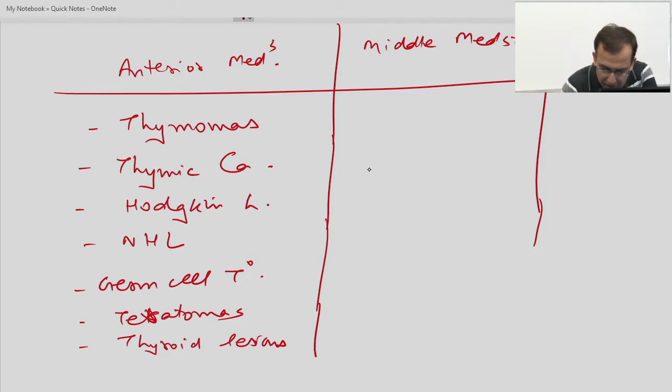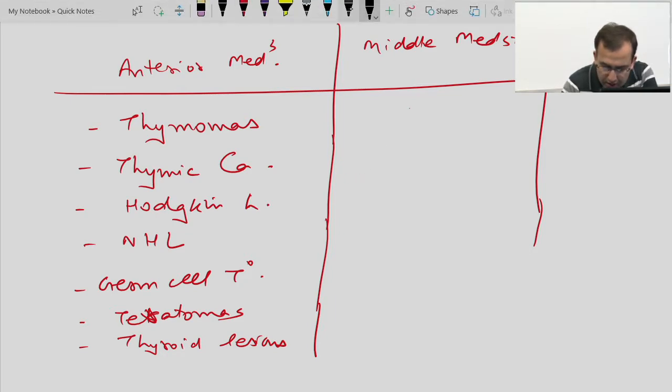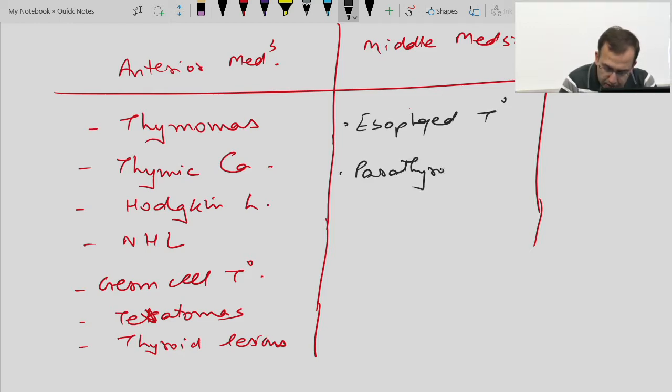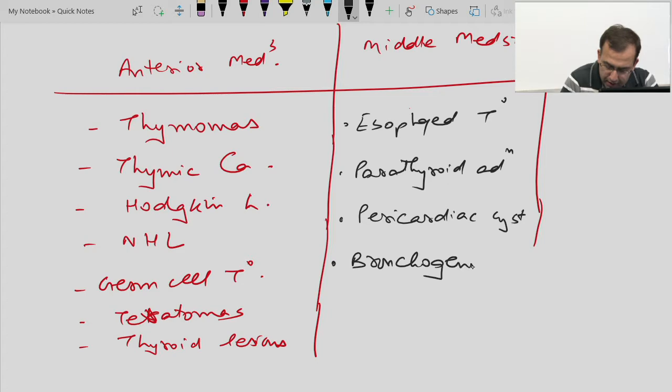Next are the middle mediastinal ones. Middle mediastinum is associated with esophageal tumors, parathyroid adenomas, pericardiac cyst, and bronchogenic cyst.